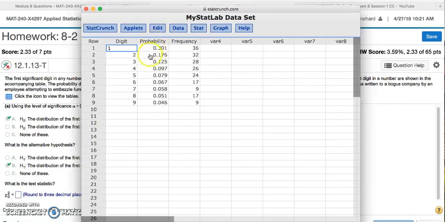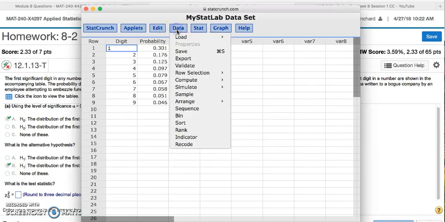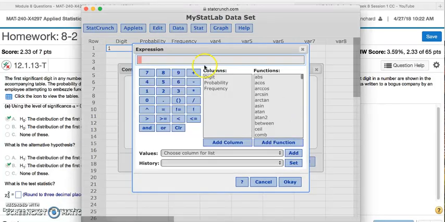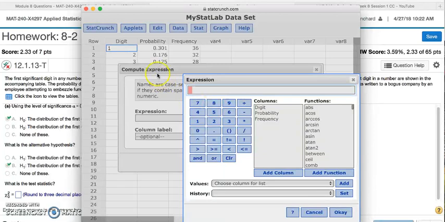So as you can see here, here's our probability from Benford's law. Here are the digits associated with the first significant digit, 1 through 9. And then our frequency from those 198 fraudulent checks. So we need to create another column for that expected count. What we're going to do is go to Data, Compute, and Expression. We're going to click on Build. In this case, if you just wanted a simple expression like 5 plus 3, you could just type it in there.